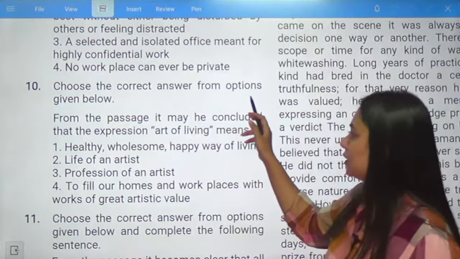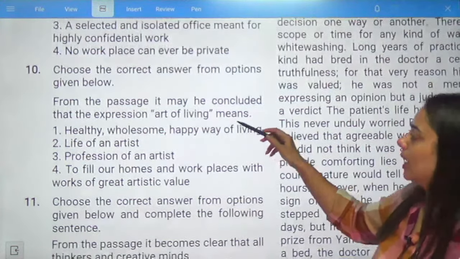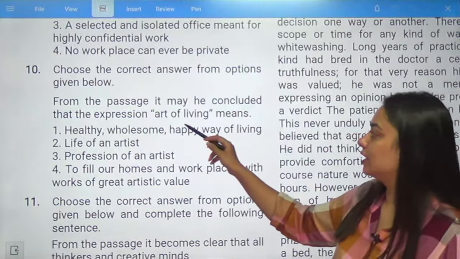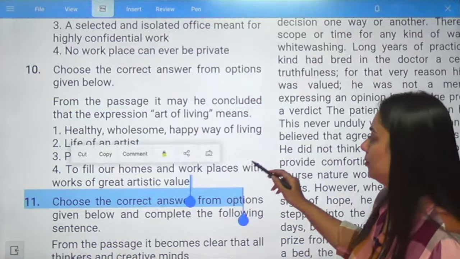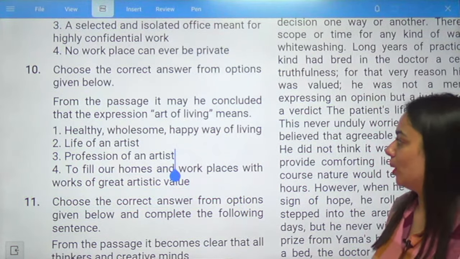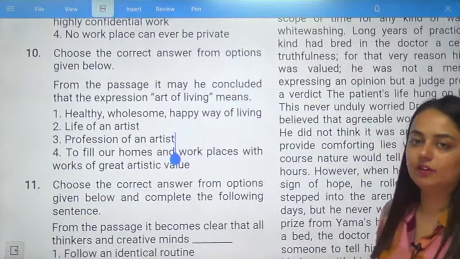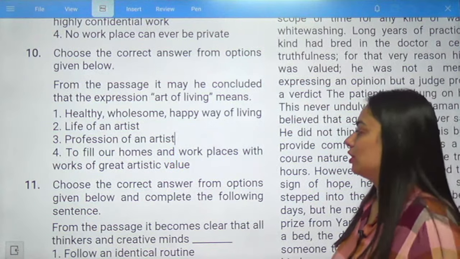Choose the correct answer from the options given below. From the passage, it may be concluded that the expression art of living means what? Now this, I would say, is a good question because it is not directly based on the given facts. It will require your understanding.